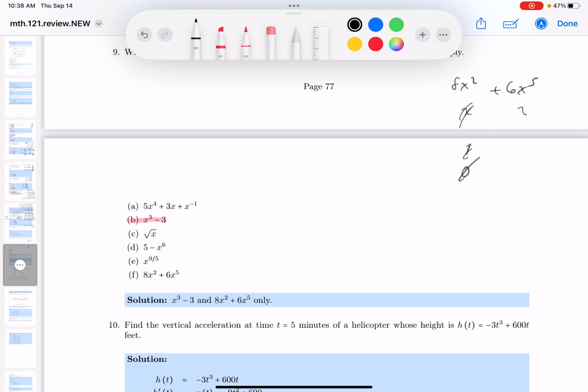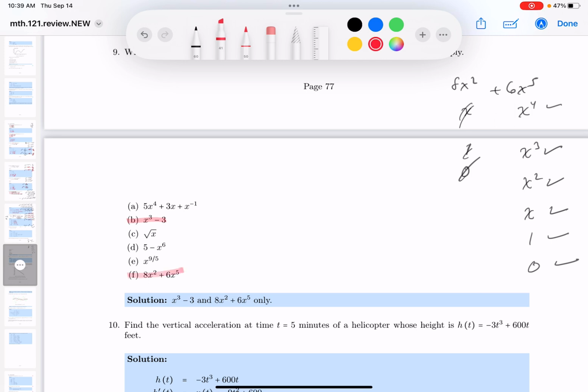What do I get over here? This would be x to the 4. Again, I'm not worried about the coefficient. First derivative, x cubed. Second derivative, x squared. Third derivative, x to the first power. Again, 1, 2, 3, 4. And then I get to the fifth derivative, would be 1. By the time you get to the sixth derivative, you're at 0. So this one fits the description right over here.